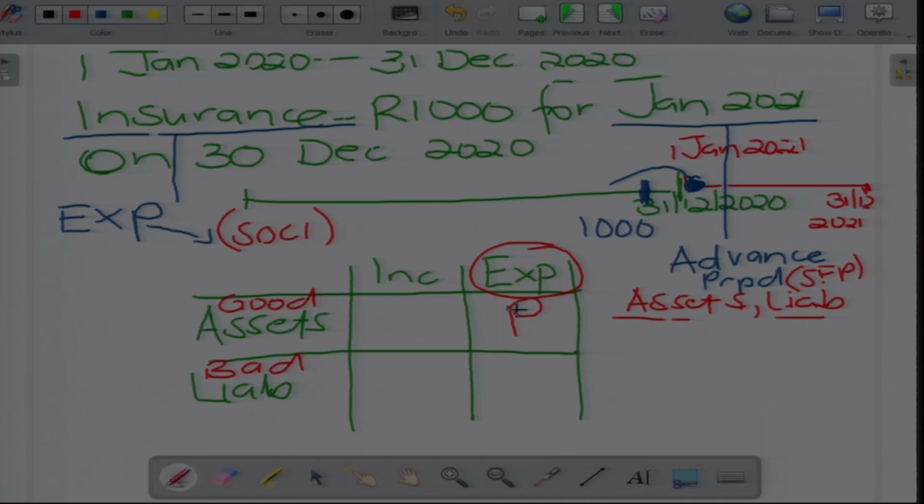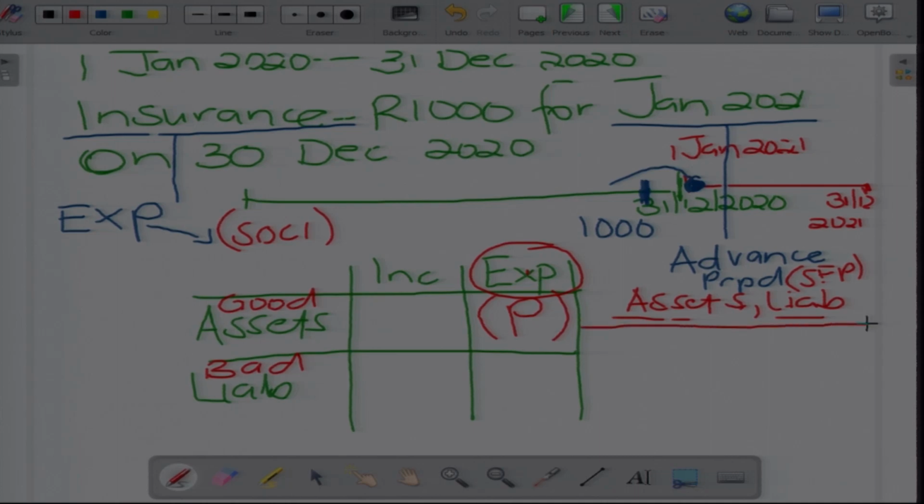Prepaid expense is an asset, and it means I must minus it because it does not belong here, it belongs in the next financial statement. Okay, let me give you another example.